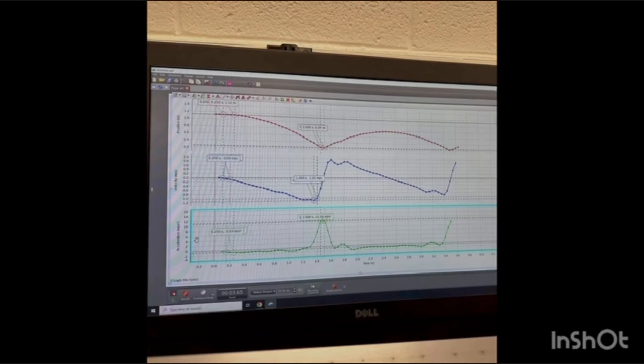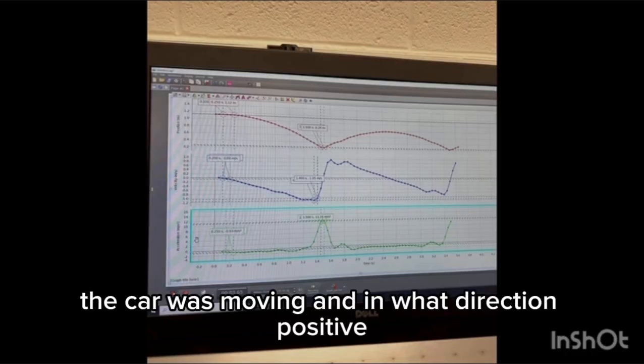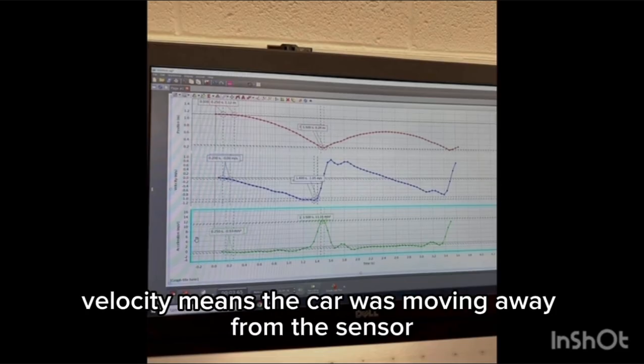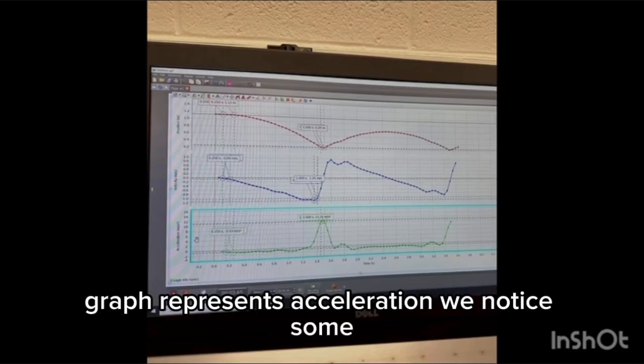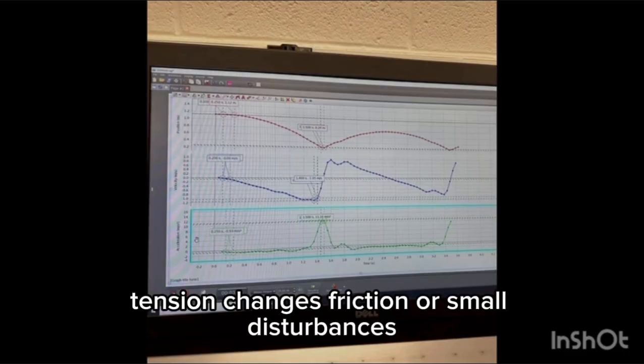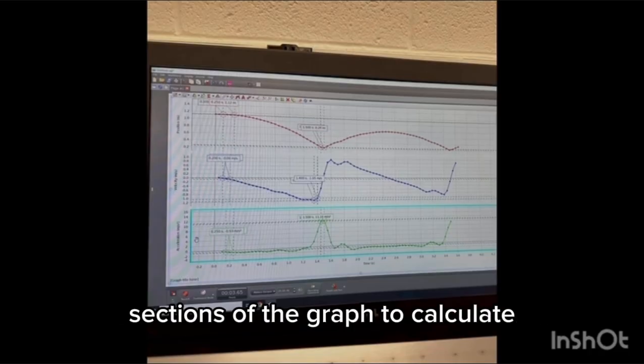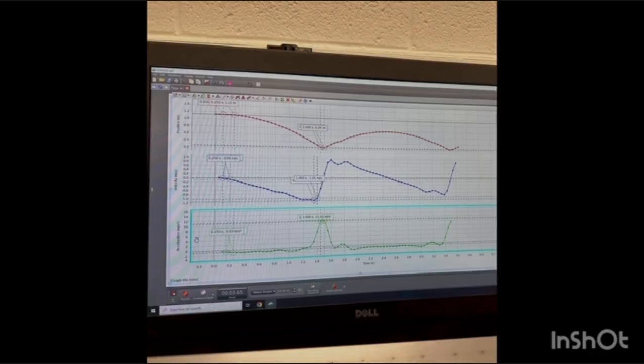Then the second one is velocity versus time. This graph tells us how fast the car was moving and in what direction. Positive velocity means the car was moving away from the sensor, and the slope of this graph represents acceleration. We notice some spikes and fluctuations, which were likely caused by tension changes, friction, or small disturbances. Because of this, we select the smoother sections of the graph to calculate acceleration more accurately.